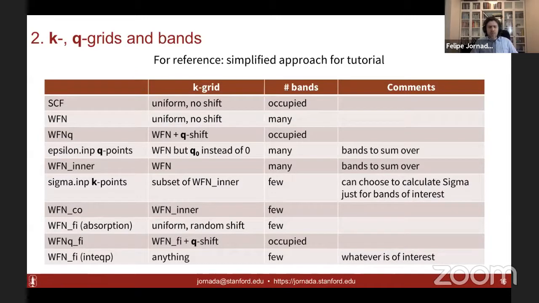We also have a somewhat comprehensive table. I won't go over this in detail, but the question is, how many bands do you need for each particular calculation, for which wave function file? I'm going to leave this as a reference, but I think you're going to understand that better by actually doing the calculation of the workshop by yourself today.